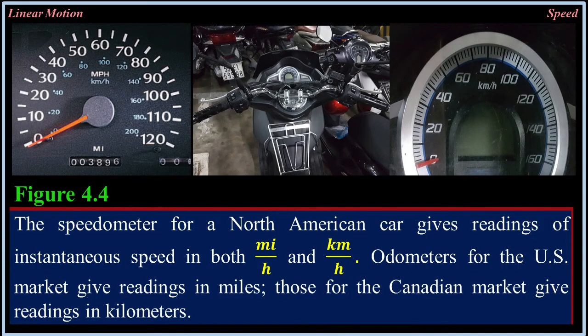The speedometer for a North American car gives readings of instantaneous speed in both miles per hour and kilometers per hour. Odometers in the US market give readings in miles. Those in Canada market give readings in kilometers. The center picture is a picture of my moto, and everything is in kilometers per hour, and the odometer is in kilometers.